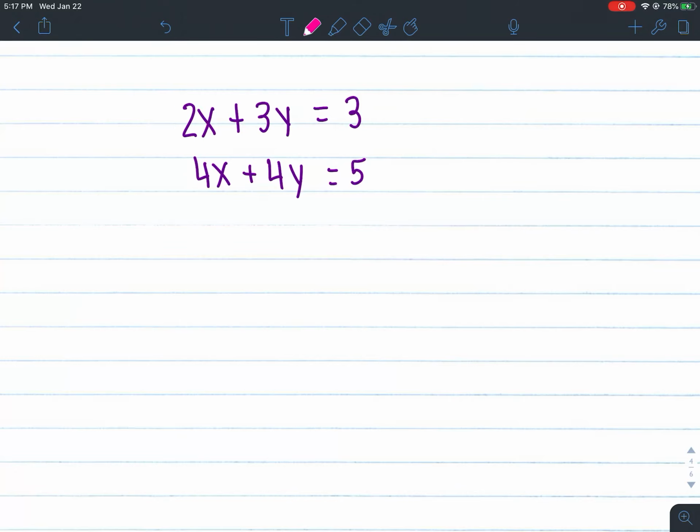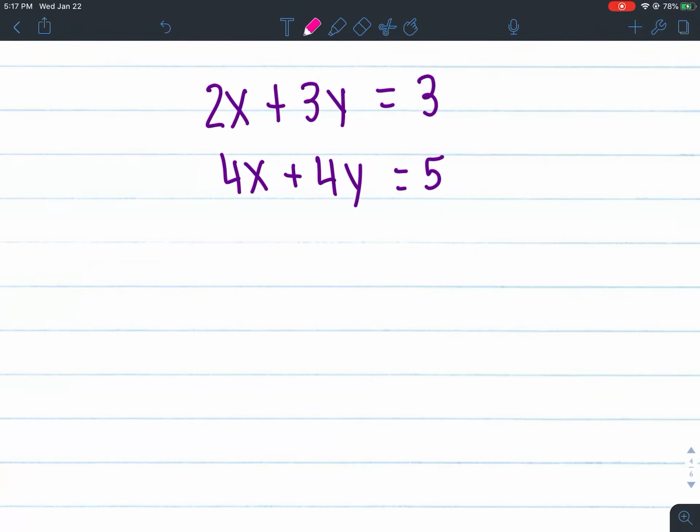Here I have 2 and 4. I can get those to both become the same number really easily. But I have 3 and 4 here, and it would be really hard for me to get those to become the same number because I can't multiply anything by 4 to make it 3, and I can't multiply 3 by anything to get it to become 4.